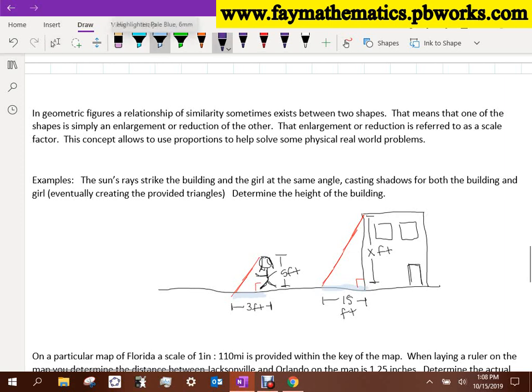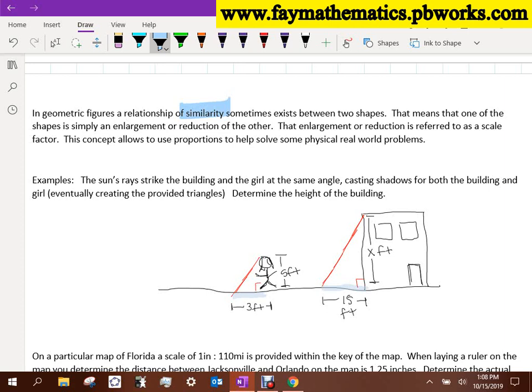As you read this description, it says geometric figures, relationship, and similarity sometimes exist between two shapes. When we talk about similarity, all that means is that your two shapes are the same shape, but one is either enlarged or shrunk. Does that make sense? So basically, it's like I cut and paste one of them, and then I zoom in on it, or I stretch. You know, when I do a cut and paste, I grab the bottom right-hand corner of that crop window, and I stretch it, right? And that will enlarge or reduce the image. Those shapes then are said to be similar.